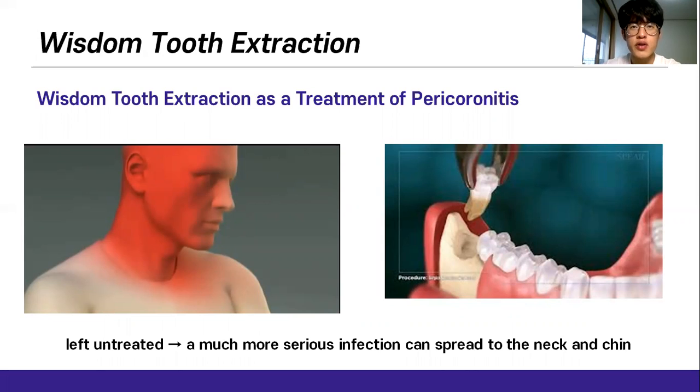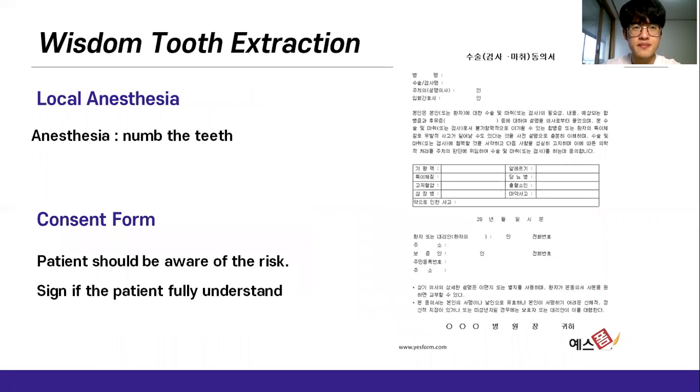So, in order to treat pericoronitis, you must extract the wisdom tooth. But don't be afraid, I'm going to give you a local anesthesia. Local anesthesia means to numb your teeth. You may feel some pressure during the procedure, but you won't feel pain if you get local anesthesia.